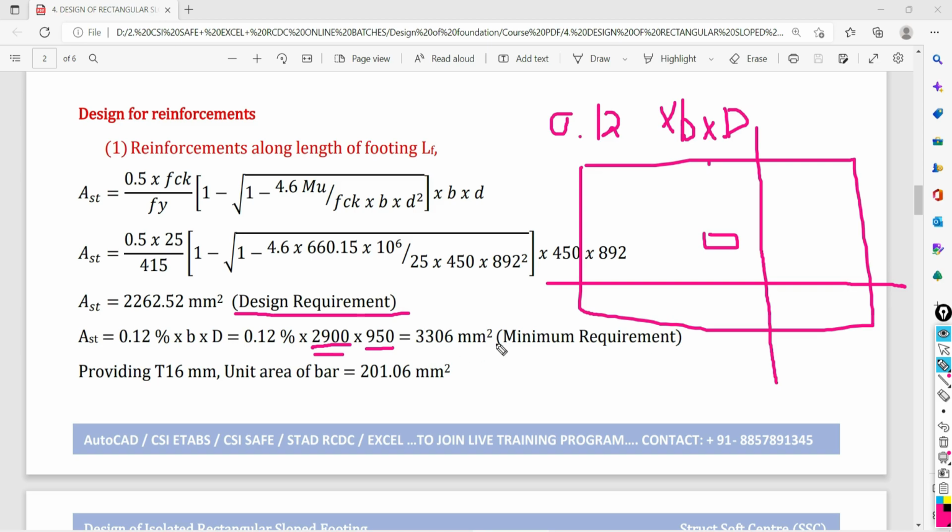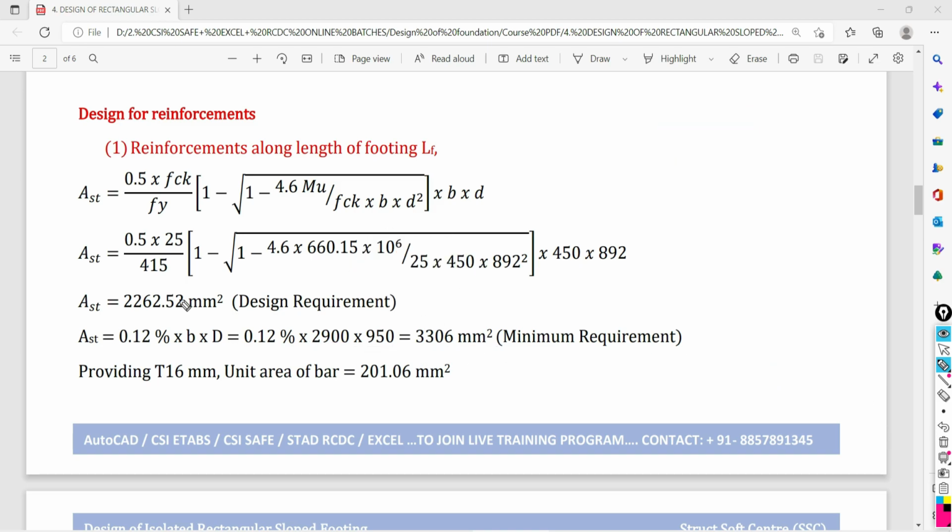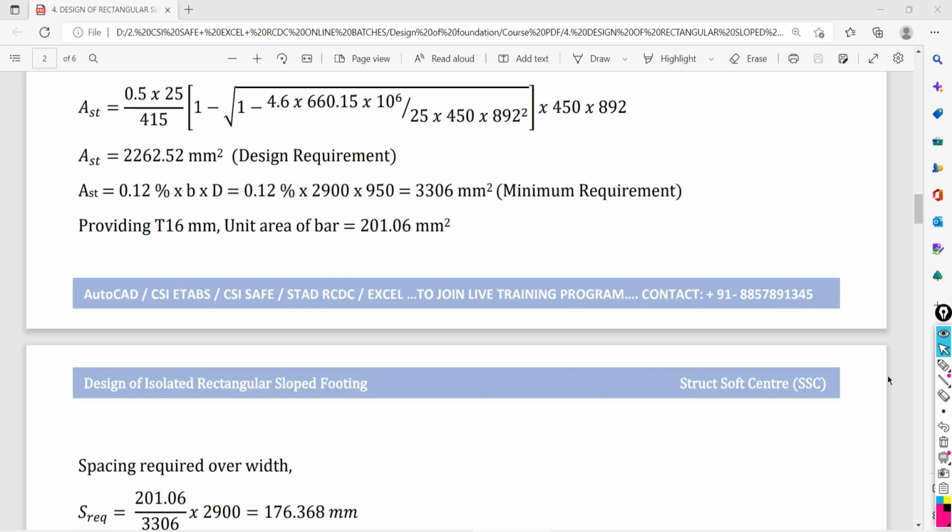So you are getting what? Minimum requirement as 3306 mm square. So you have to compare this requirement and this requirement, and amongst these two requirements, you have to consider the maximum one. So among these two requirements, I am getting the maximum value as 3306 mm square. So we will provide this reinforcement.